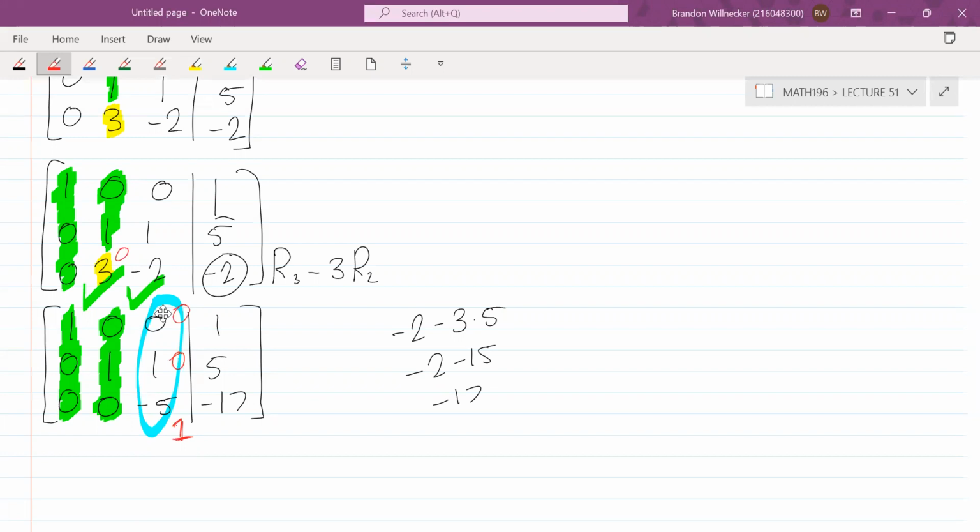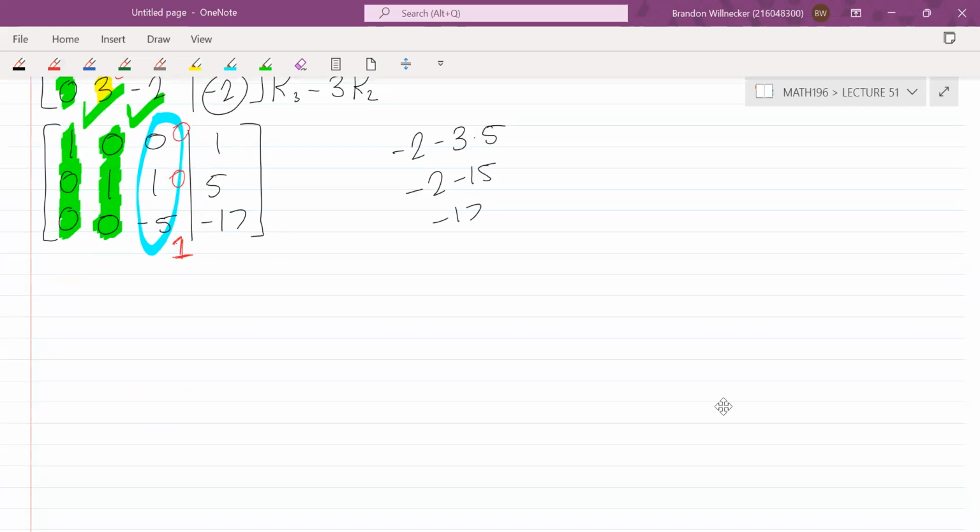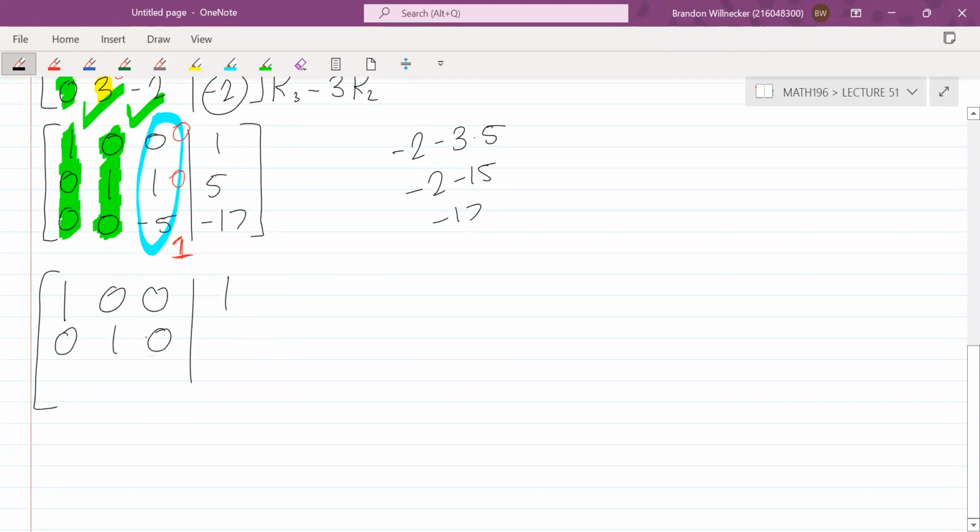Okay, and if you go and perform those row operations, then we end up with, okay, so we're just running out of time. So I'll just give you the final answer here. So we have 1, 0, 0, 1, 0, 1, 0, 2, and 0, 0, 1, 3. Okay, if you go ahead and perform those row operations.